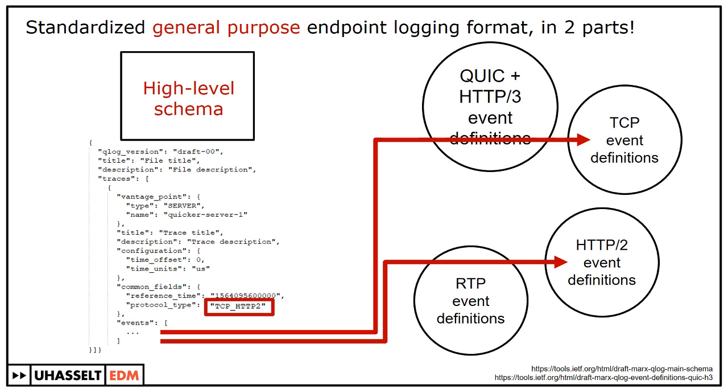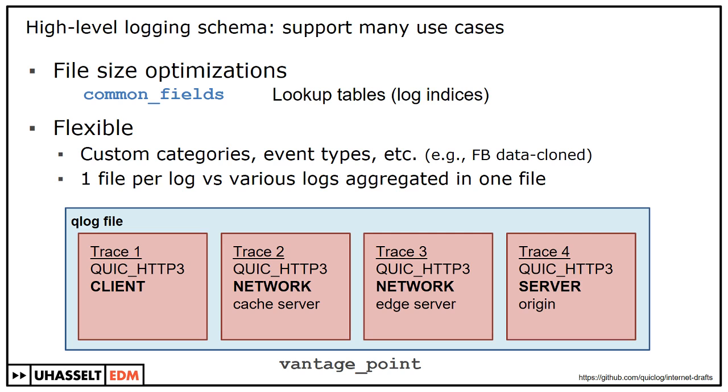I'm going to give a little bit more detail on both, just to get you an idea of what that looks like. So starting with the high-level schema, next slide. One of the comments previously was JSON is going to be rather large in terms of file size, so we have some things for that. For example, we have the concept of common fields. If every event in the log shares the exact same value for a specific field, you can just declare that once instead of with every event.